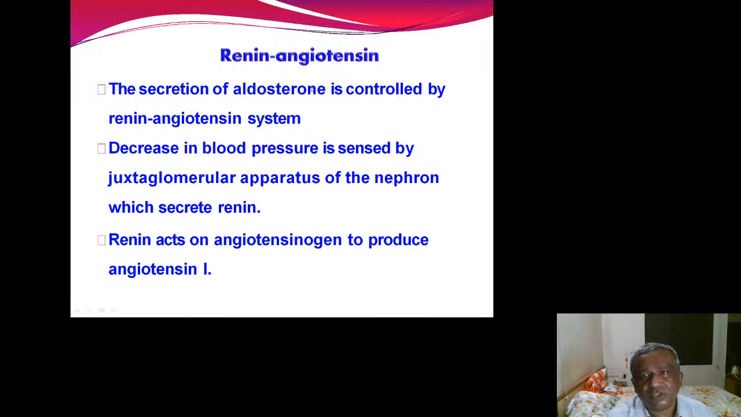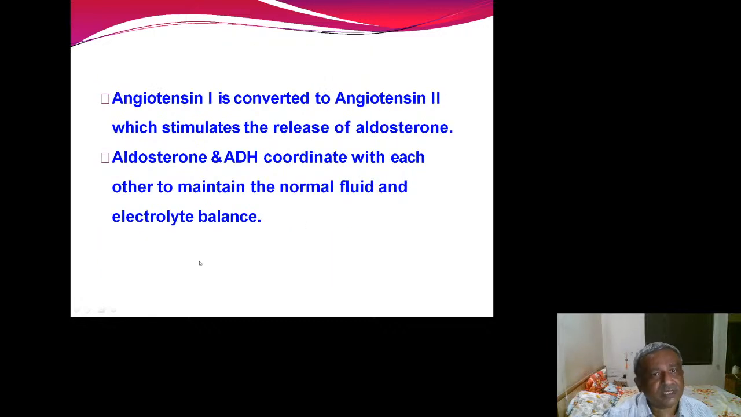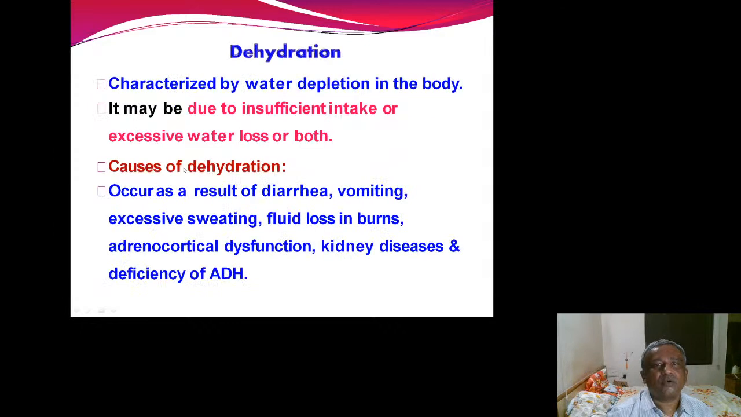The secretion of aldosterone is controlled by the renin-angiotensin system. Whenever there is a decrease in the blood pressure, it is sensed by the juxtaglomerular cells in the nephron, which secrete renin. This renin converts angiotensinogen to angiotensin 1, and this angiotensin 1 is converted into angiotensin 2, which stimulates the release of aldosterone. Aldosterone and ADH coordinate with each other to maintain the normal fluid and electrolyte balance. So they both work together. Sodium is reabsorbed, the water is reabsorbed, and this helps to maintain the normal fluid and electrolyte balance.